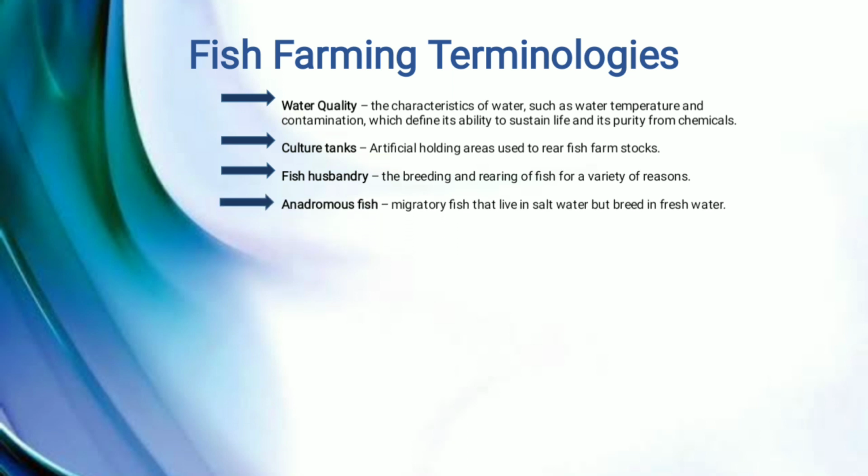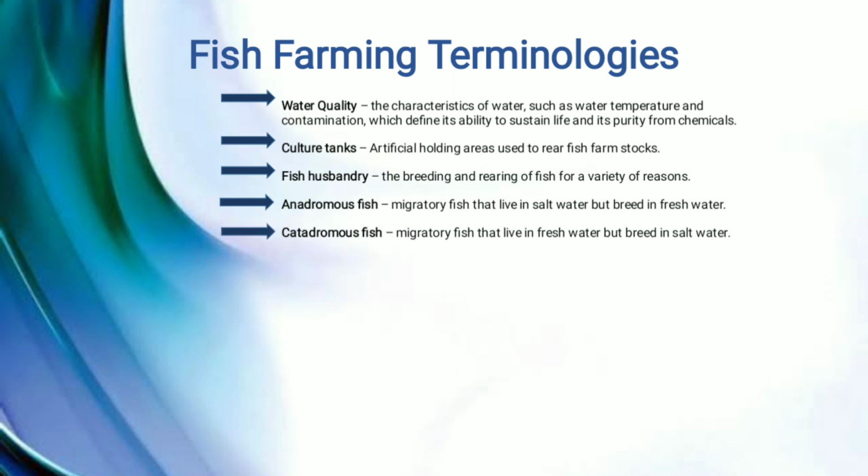Next is anadromous fish, which means a migratory fish that travels either from freshwater to aquatic or aquatic to freshwater. That is, freshwater to marine water or marine water to freshwater. That will be the anadromous fish.